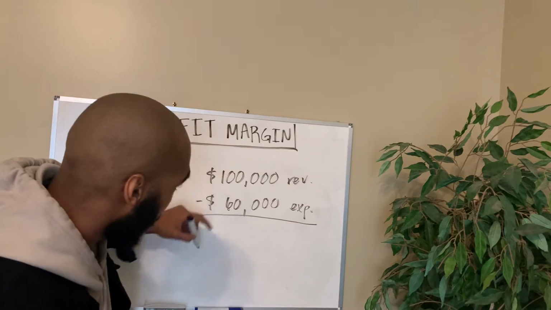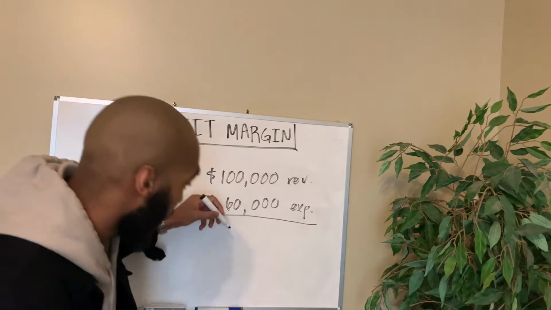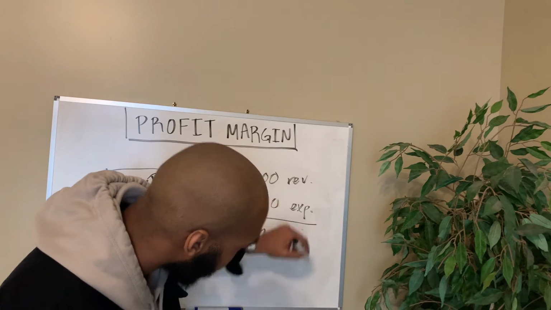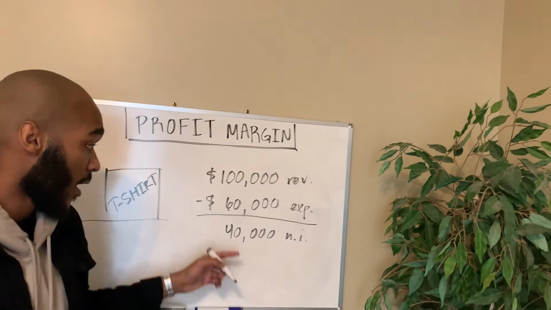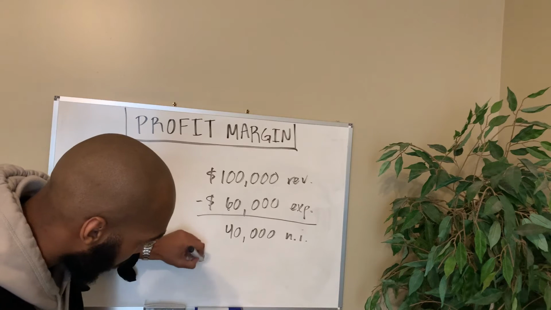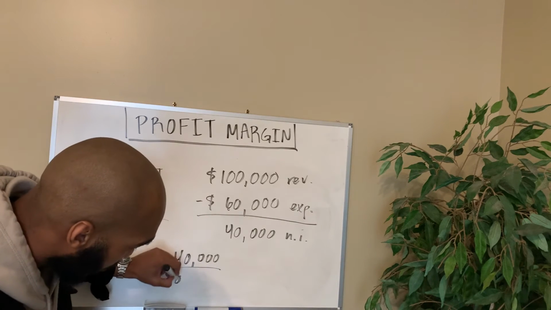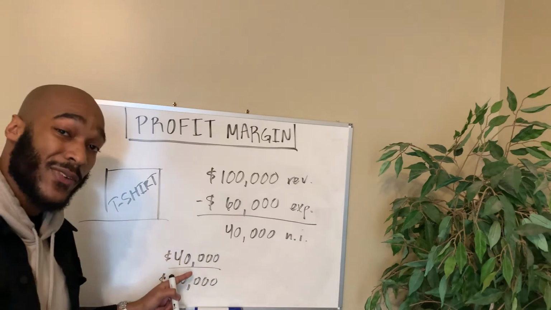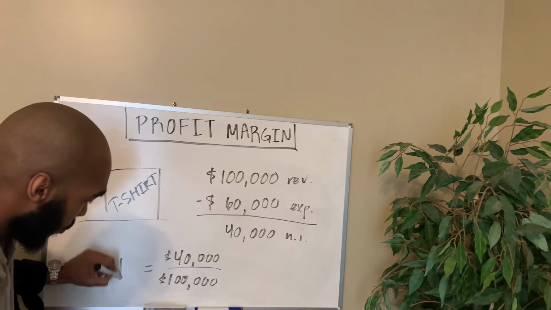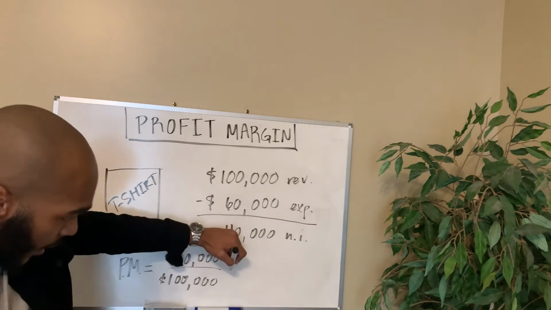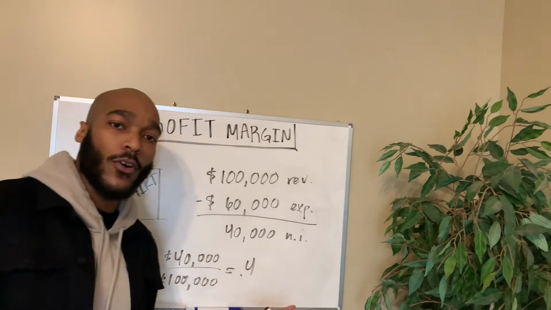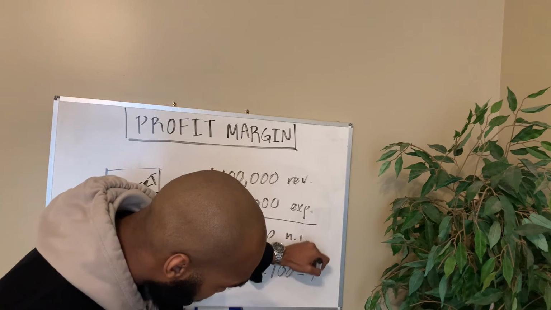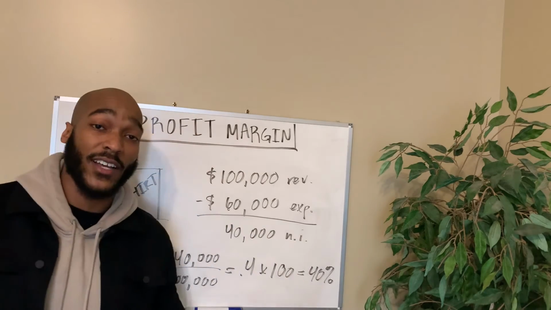So you can see that $100,000 of revenue minus $60,000 equals $40,000 net income. All right, now you calculate the company's profit margin by taking this $40,000 and dividing it by 100,000. Again, the net income divided by the total revenue gives the profit margin, and this equals 0.4. Now this is in decimal form, so in order to get it into percentage form, you just multiply it by 100, and that gives you 40%. So this company has a 40% profit margin.